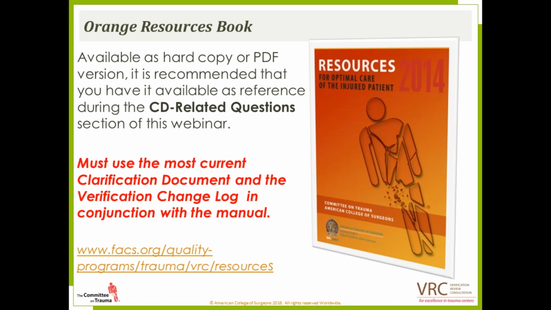You may want to have on hand a copy of the Orange Book or a copy of the PDF version, in case you want to refer to any criteria referenced in this presentation. And I just want to stress the importance of downloading the most current clarification document and the verification change log and using it in conjunction with the manual. These documents may be accessed through the VRC webpage, which is listed.